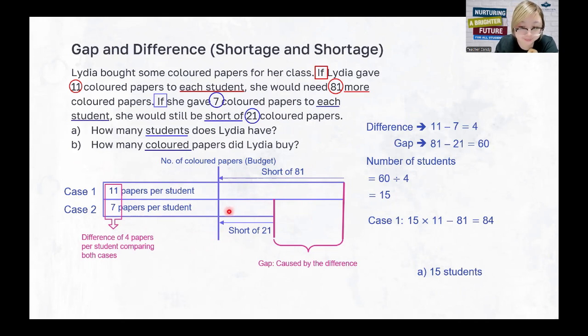We can do a check with case 2. For case 2, 15 students again. This time each student gets 7, so 15 times 7. I still need to minus away the shortage here, this extra that she doesn't have. So minus 21, and you'll see that we will get 84 as well. So the number of colored papers Lydia bought is 84. That will be 84 colored papers.